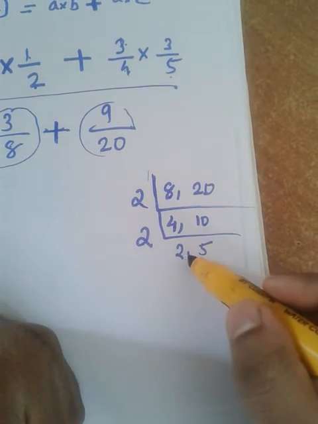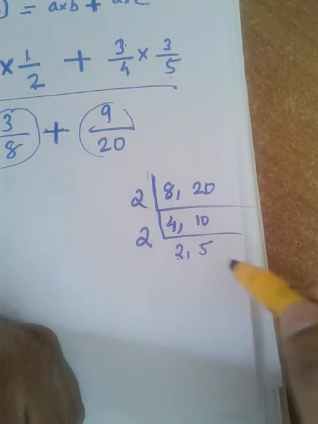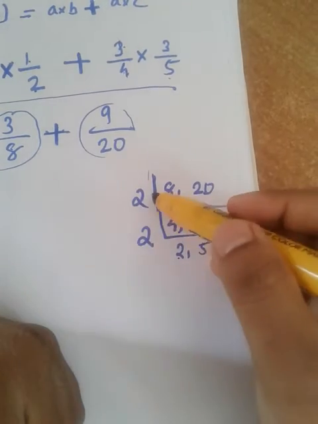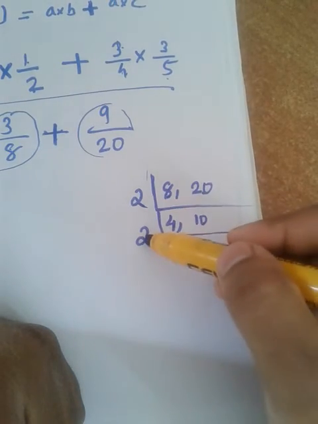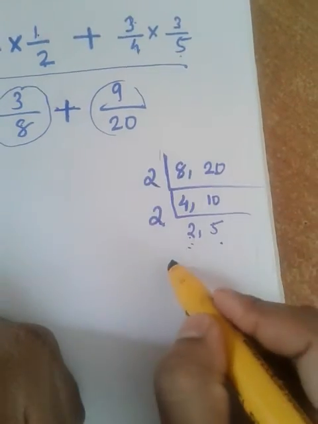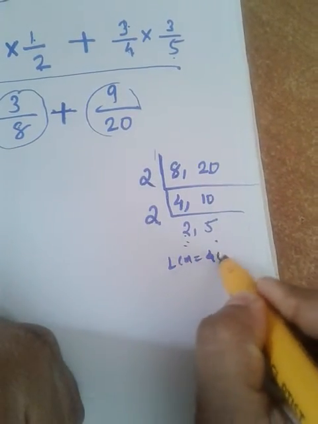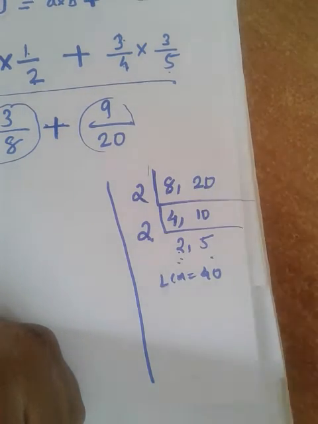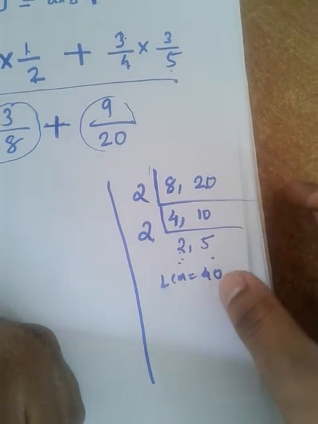Is there any common number which we can divide 2 and 5? Only 1 is common. There is no other number. So you can stop here, no problem. Now we just multiply these numbers together. 2 into 2, 4. 4 into 2, 8. 8 into 5, 40. So 40 is going to be the LCM. So we got the LCM as 40.